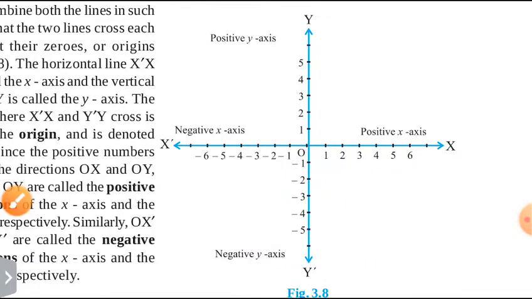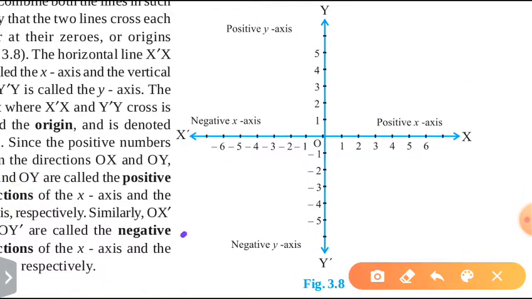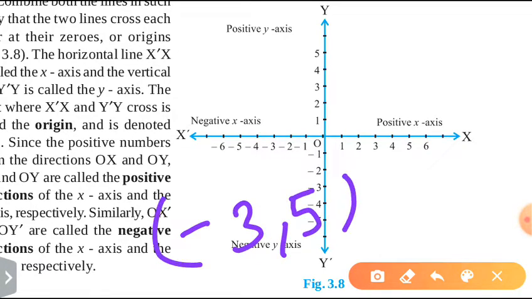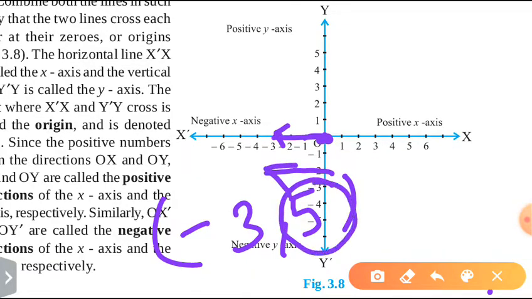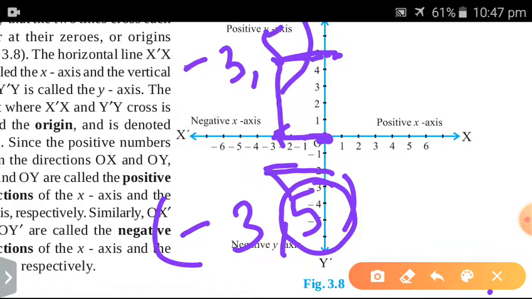Similarly, suppose you have to locate minus 3 comma 5. How will you locate it? Again, you are at the origin, and now you will move toward minus 3, because this is the negative direction of the x-axis, and then 5 is positive, so we will move up. So this is the exact position of minus 3 comma 5.